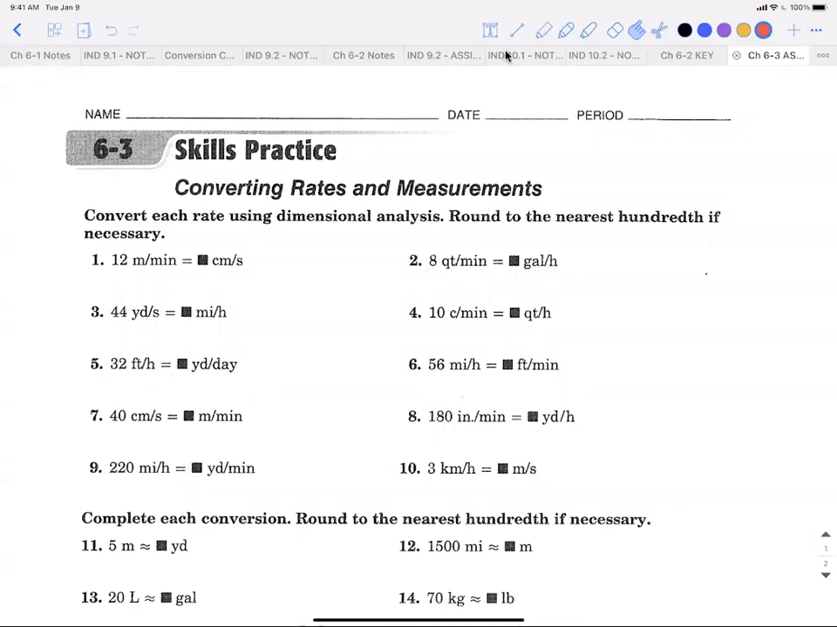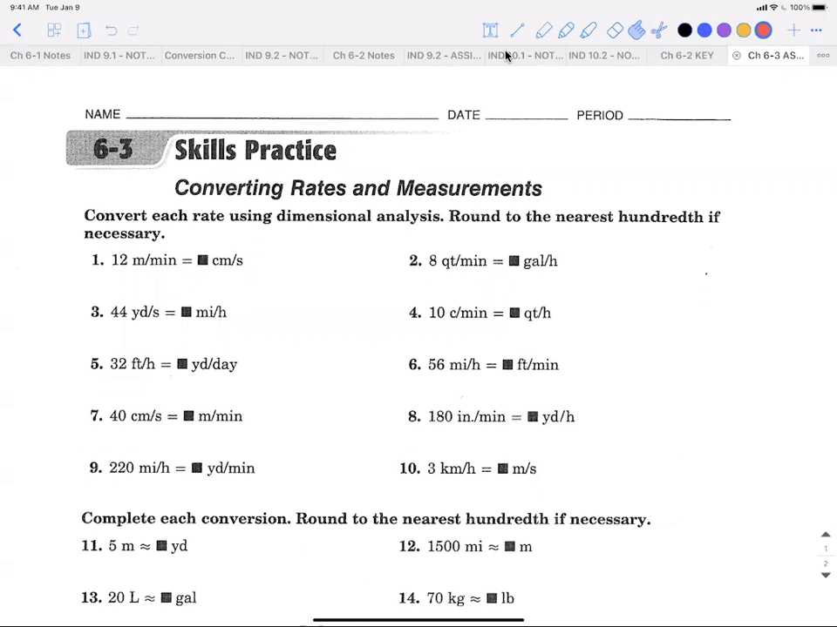Chapter 6-3 is converting rates and measurements. And because this is a more difficult, challenging lesson, rather than giving you notes, you'll notice when you pull up your homework in Kami, this is your actual homework assignment. We're going to work it together.